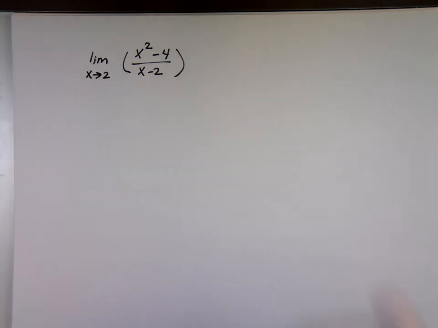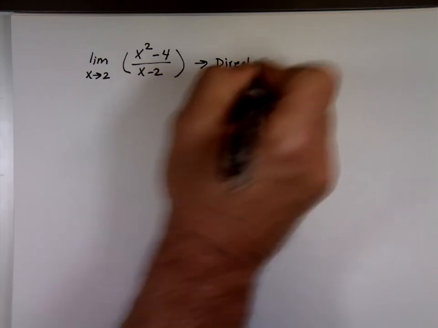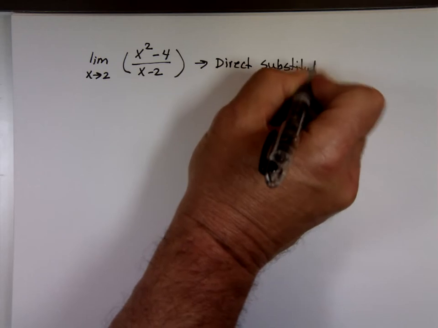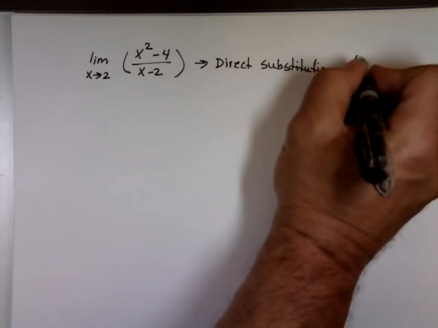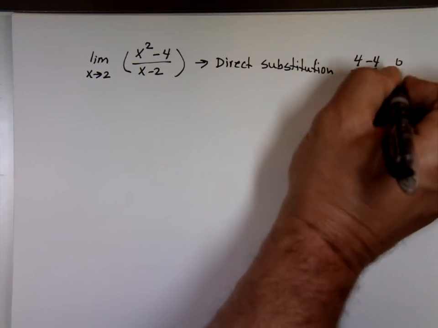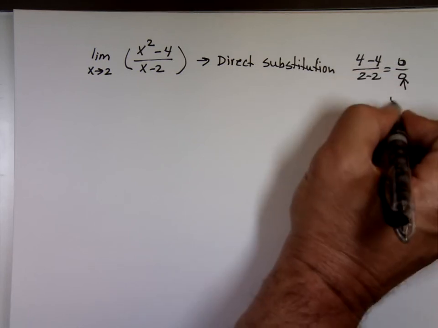Direct substitution. What are you going to have? 4 minus 4 over 2 minus 2. 0 over 0. What is 0 over 0? Undefined. When you get 0 on the bottom, it's always undefined, not a 1.